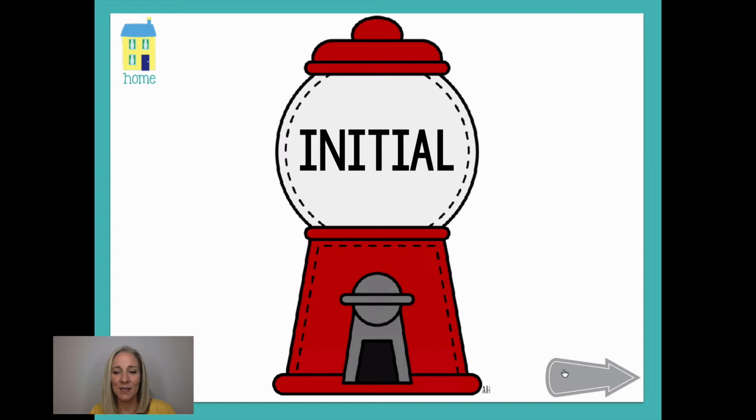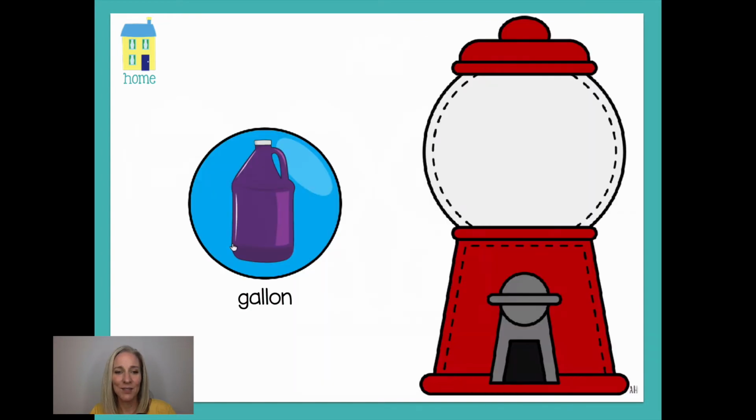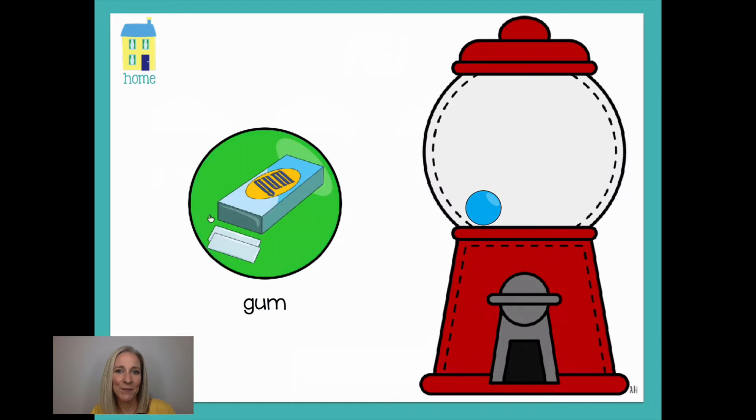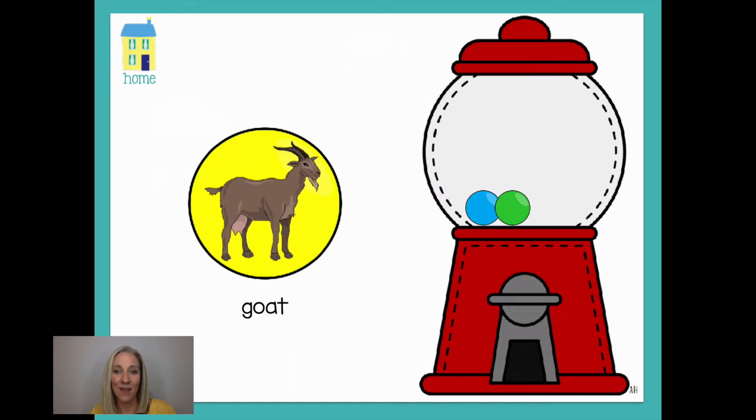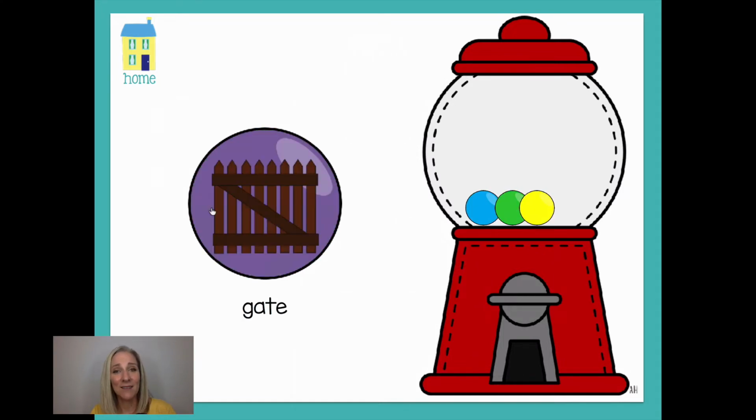Now, what's going to happen here is really fun. Your student is going to say whatever is pictured here, and you can also have them use it in a sentence if they're working at the sentence level. And then they're going to click on the gumball, and then the gumball is going to start to fill up the gumball machine. So it's a lot of fun.